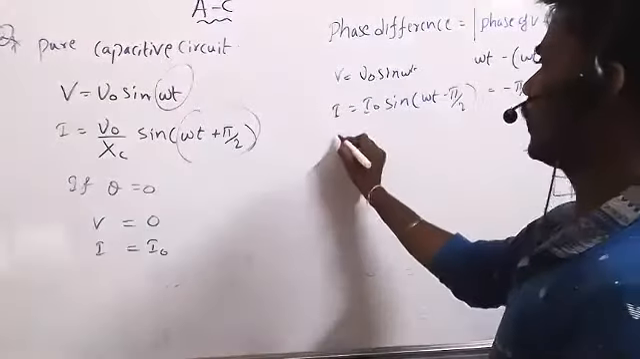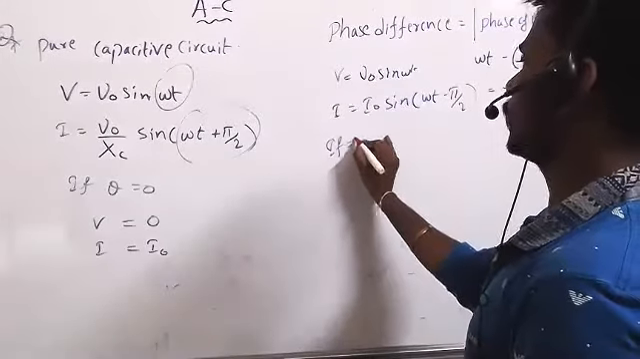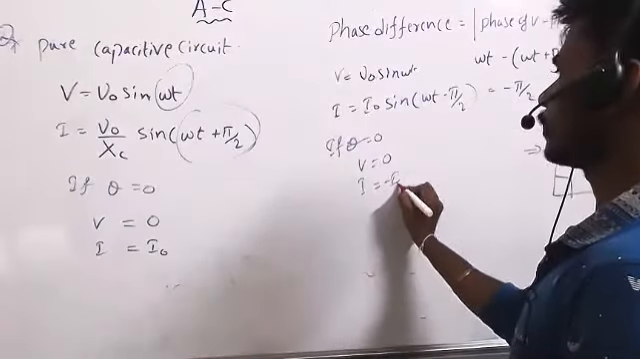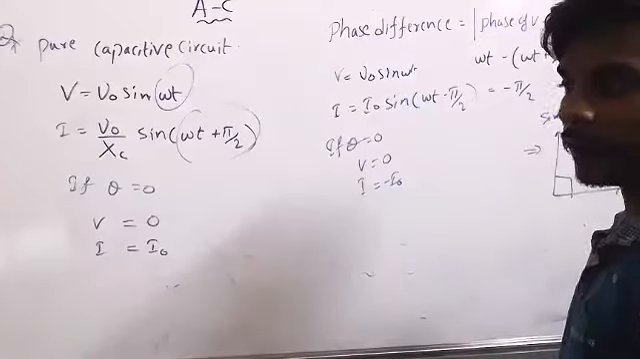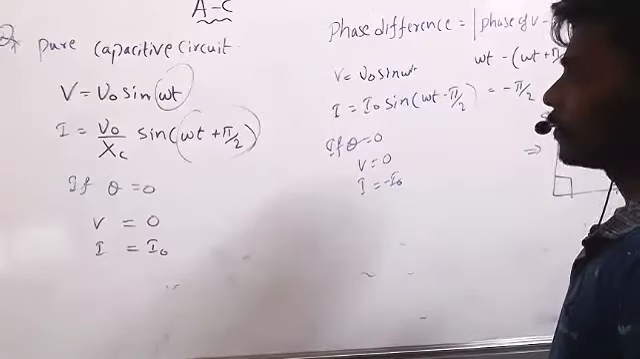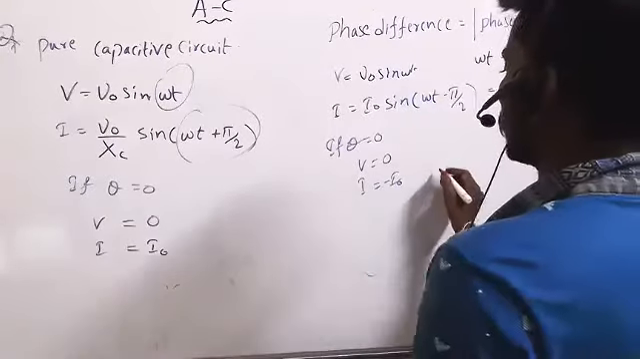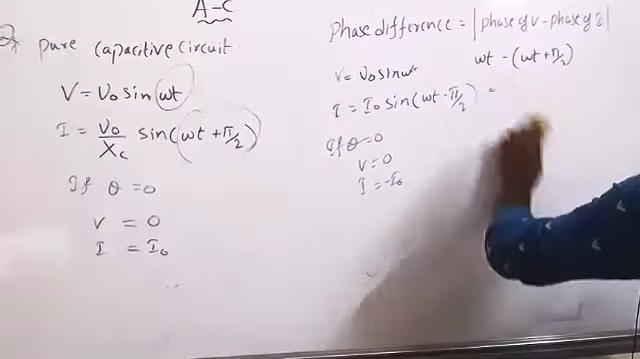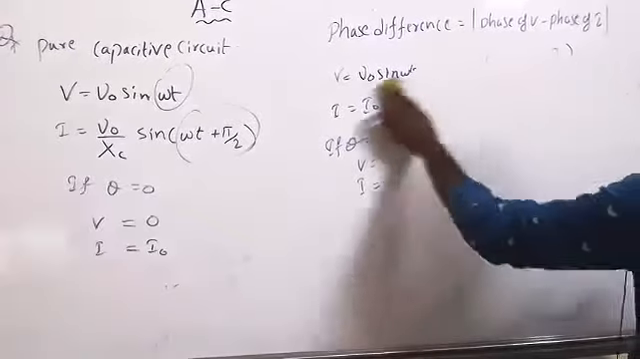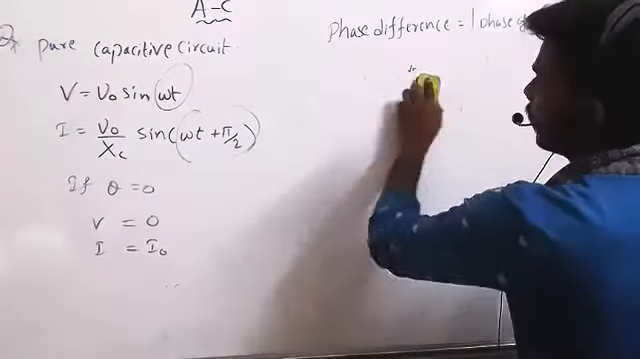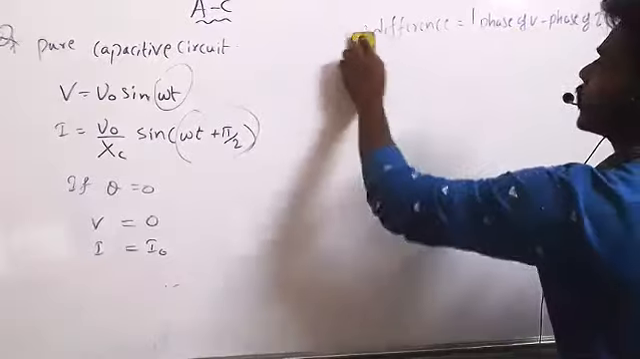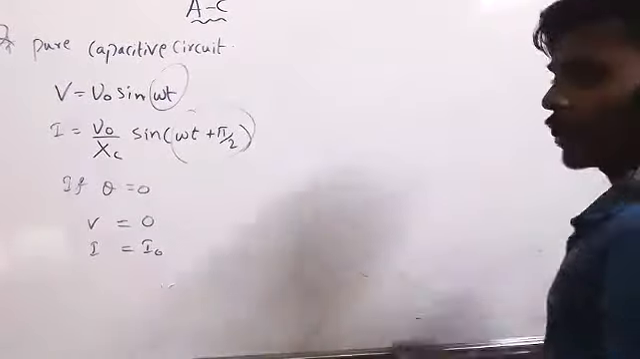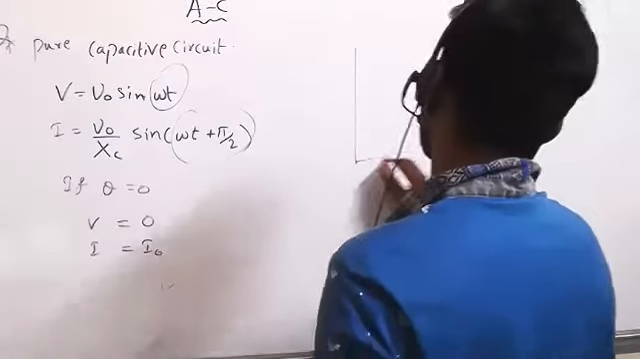So if theta equal to 0, then V equal to 0, I equal to how much? Minus I naught, right? But here I naught. So whatever we do in the graph, now look at that. Even the minus value we should remember, because when we are drawing the wave diagram, negative values will be there and positive values will be there.